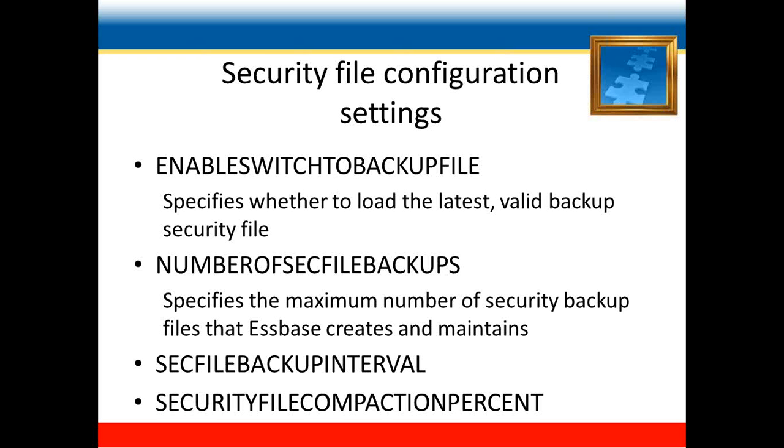Then a security file compaction percent setting exists. Specifying this setting will let you compact your security file. The compaction of a security file is nothing but eliminating the white spaces in it, and the value that you provide for this setting is between 10 to 100, as it represents a percentage.